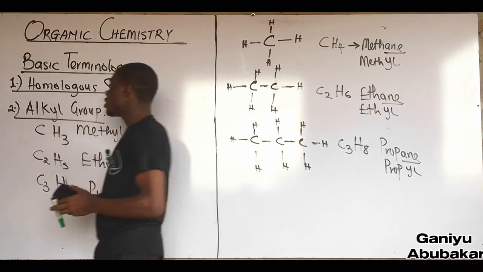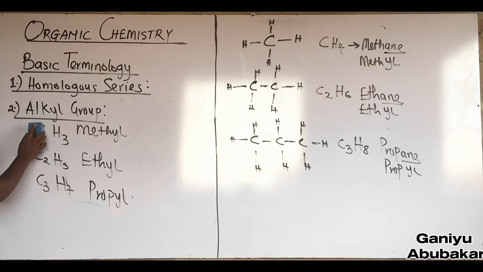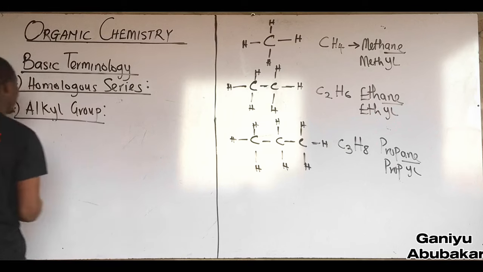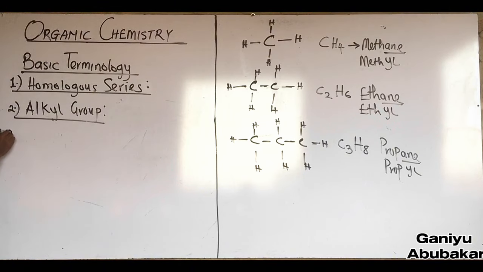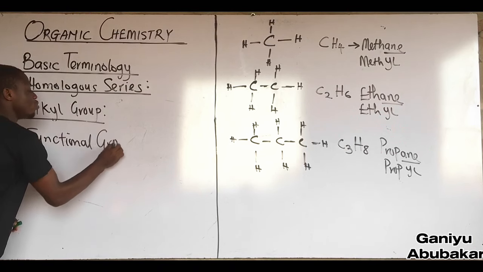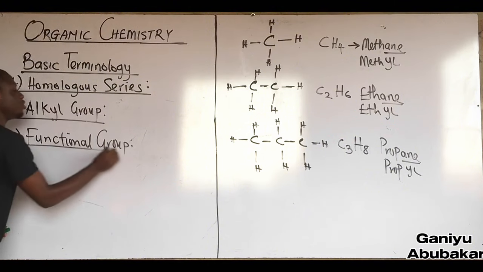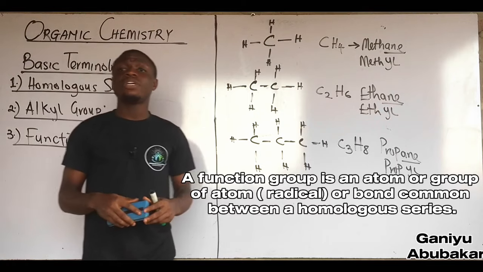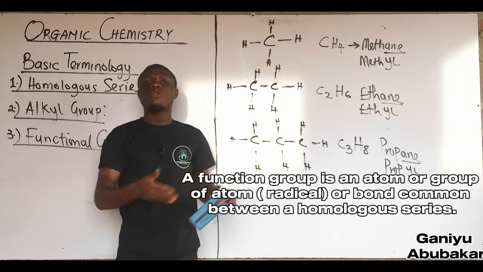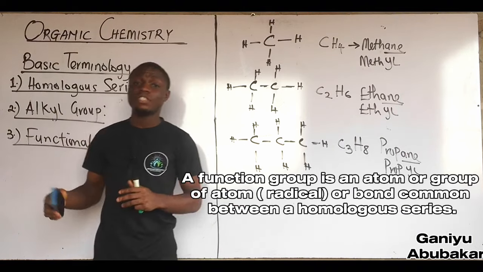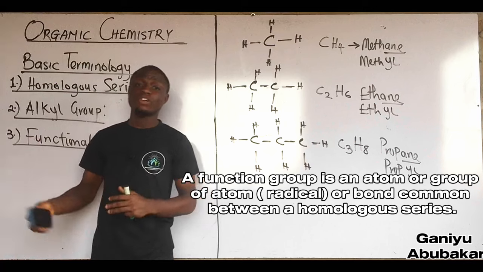That is called the third terminology of organic chemistry, which is functional group. Let us call the third terminology in the study of organic chemistry known as functional group. A functional group is simply an atom or group of atoms, known as a radical or bond, common between a homologous series. It also determines the main chemical properties of that series.